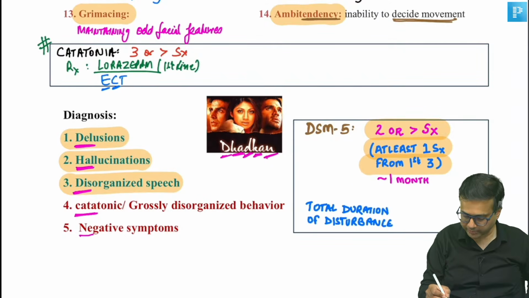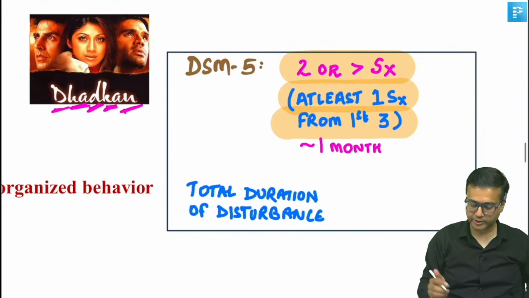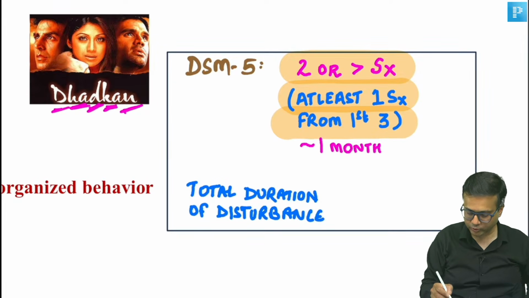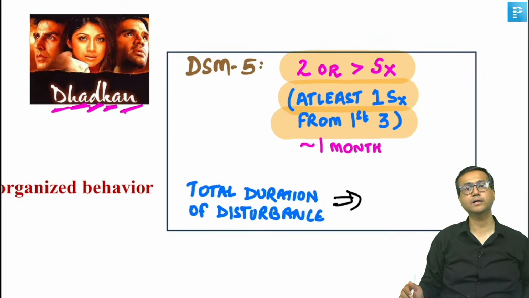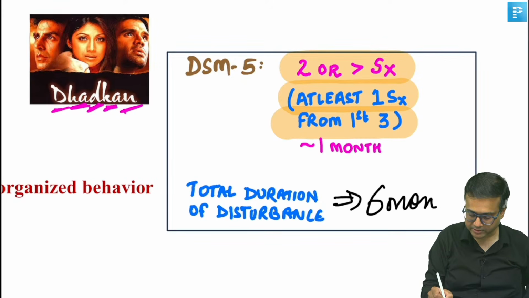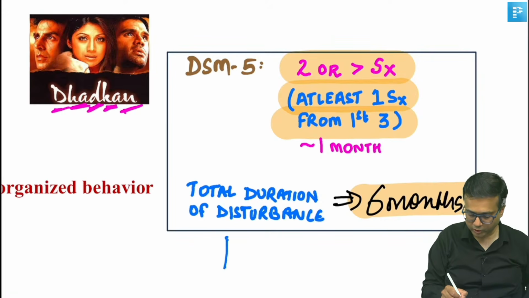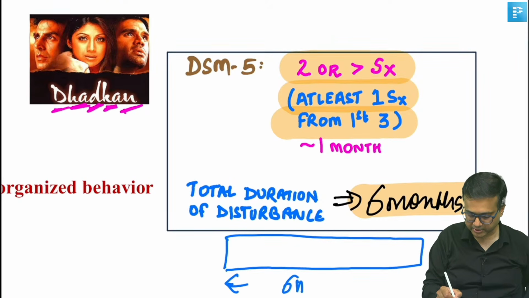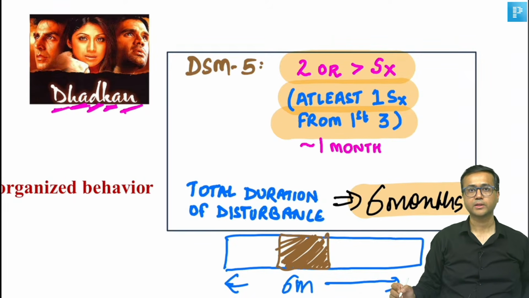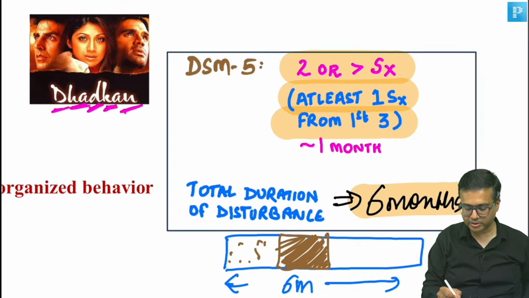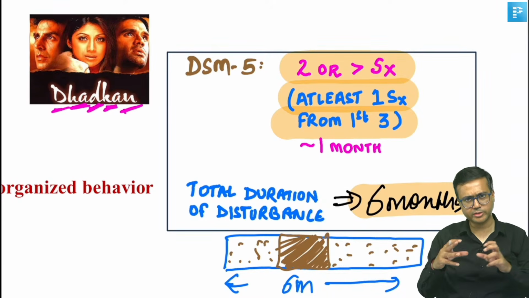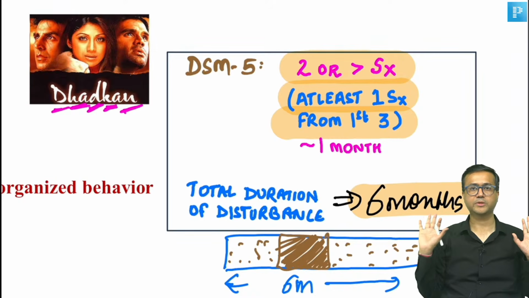At least for 1 month, but the total duration of disturbance, beta, for making a diagnosis in DSM-5 should be how much? Please remember it is 6 months. So what I am trying to say, see, the overall total duration of illness should be 6 months, and in this 6 months, at least for 1 month, this criteria is getting fulfilled. In the remaining months, the person may have 1 symptom, may have residual symptoms, disturbance may be less. So total duration is 6 months, please remember.